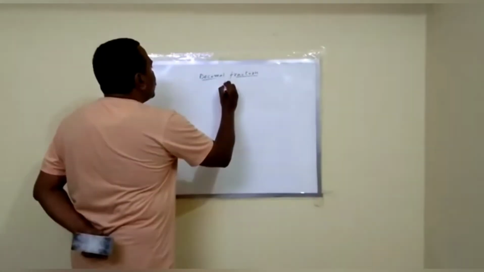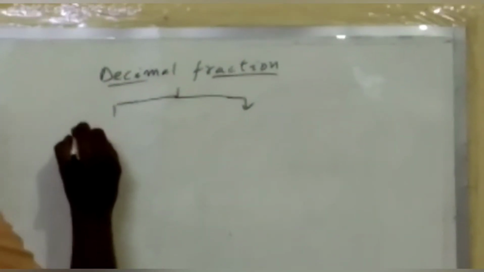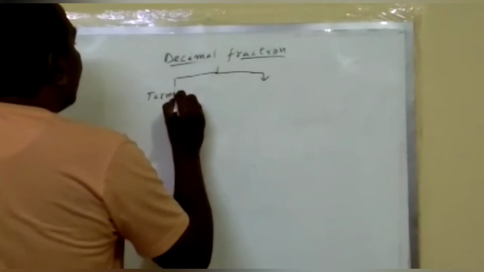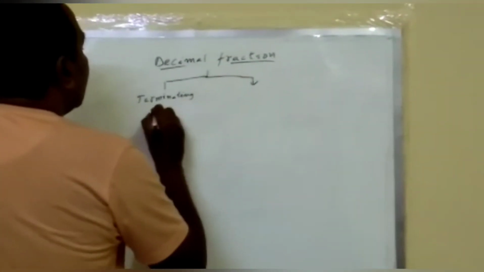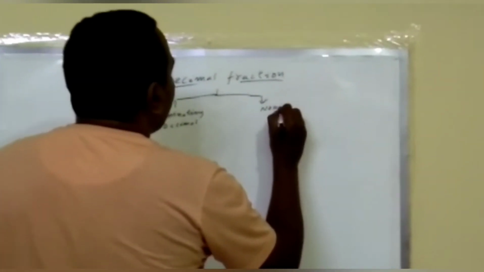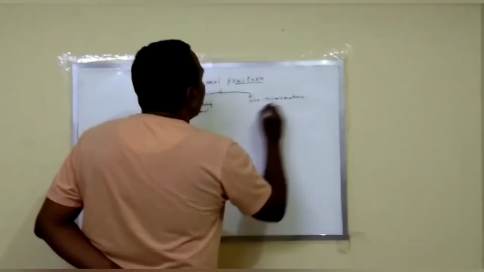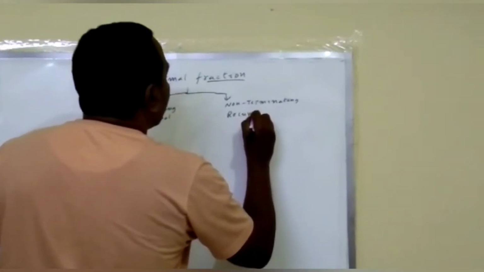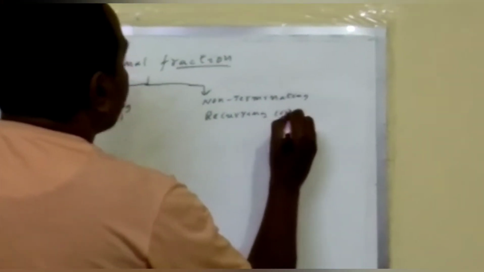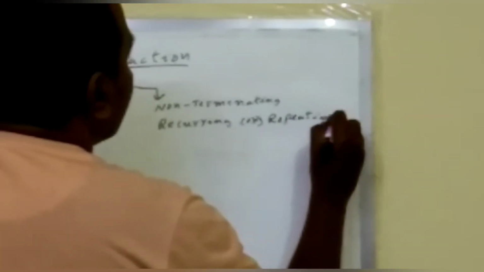Next, decimal numbers are of two types. That is terminating decimals, and the second one is non-terminating recurring or repeating decimals. Terminating or non-terminating, recurring or repeating decimals.